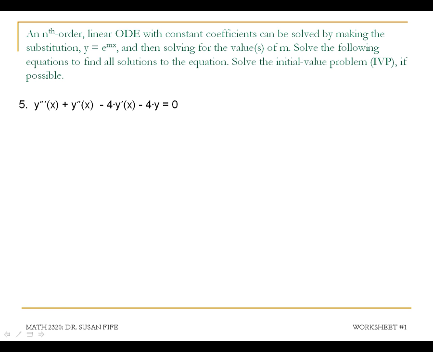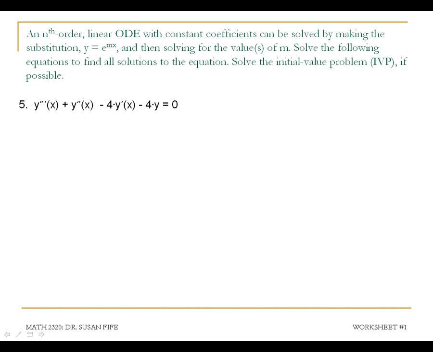Number 5 is the same type of problem as number 4. You're making the substitution y equals e to the mx into this equation and then solving for m in order to get the solutions to the equation. In this case, we don't have an initial value problem because you're not given any initial values. So let's make our substitutions just like we did for number 4.